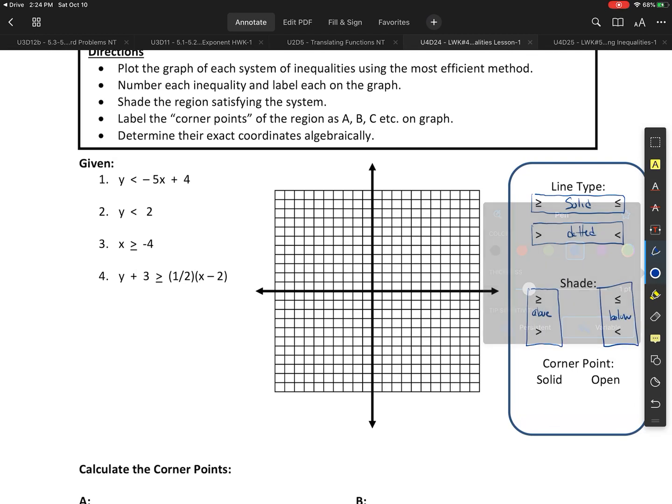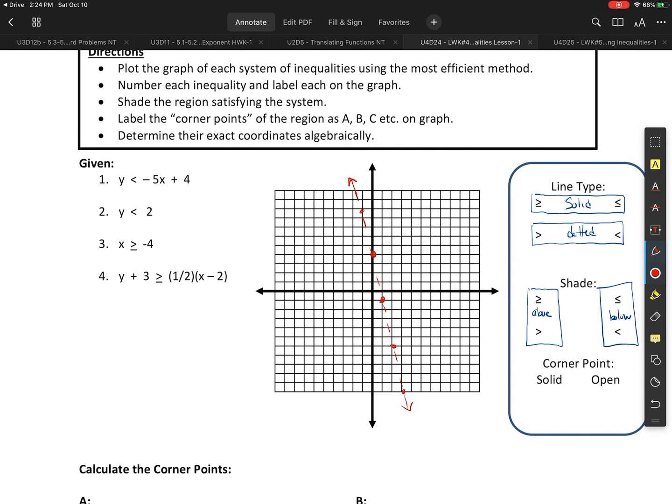If I look at my first inequality in this situation, I have my y-intercept at 4, going down 5 over 1, and then the reverse way of 5 over 1. This is a dotted line, and we'll talk about the shading in a moment.